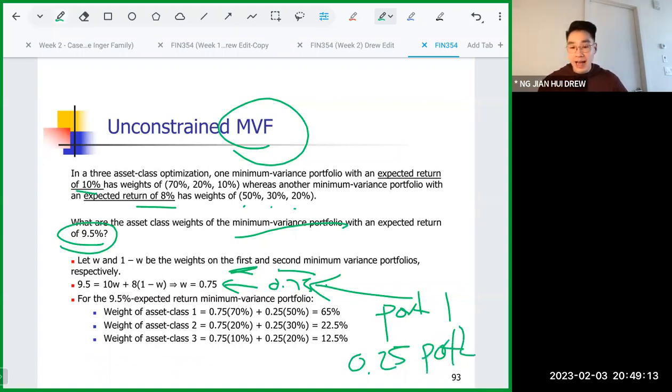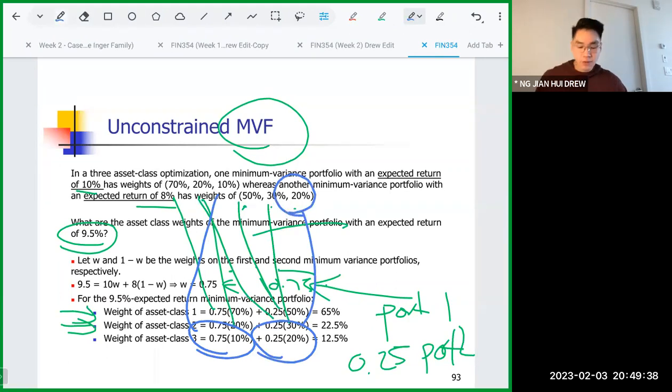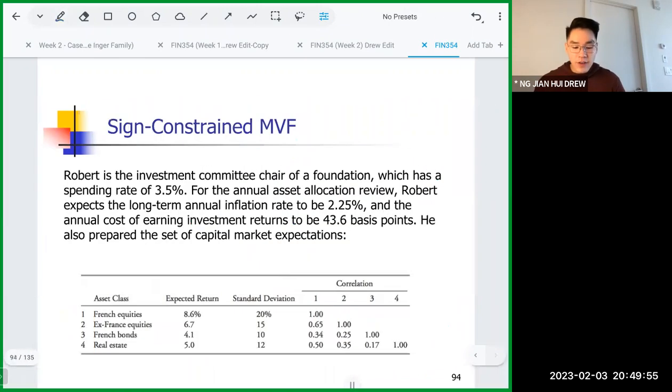So now you're being asked to calculate the individual weight of each asset. You need to take 75% times 70% plus 25% times 50%, then 75% times 20% plus 25% times 30%, and last but not least, 75% times 10% plus 25% times 20%. So basically what you're doing is determining the weight of each asset that you need to buy based on this concept of the mean variance frontier. You calculate the weight and then you plug it in. So this is the answer here, all right? Moving on to sign constraint. Like I mentioned, it's exactly the same. You just don't want to do short selling. So let's look at this example here.